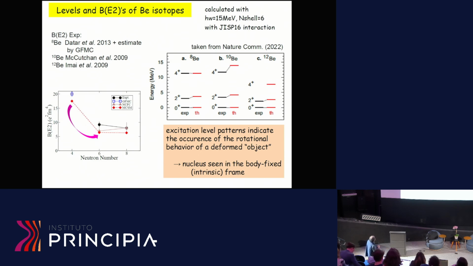And this is B(E2), and for B(E2), beryllium-10 and beryllium-12 show reasonable agreement with experimental data. For beryllium-8, there's no data yet, but the Green's function Monte Carlo calculation is here, and our calculation is here, so they are rather close to each other. So we hope this large change from here to there is a real phenomenon.